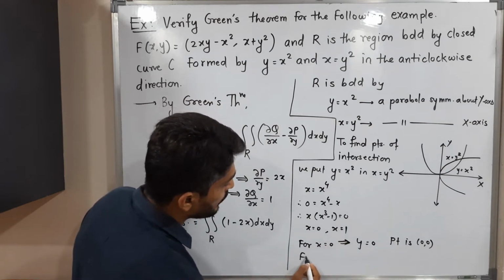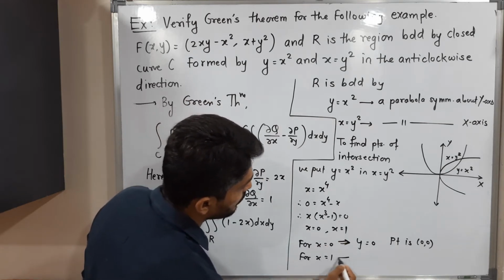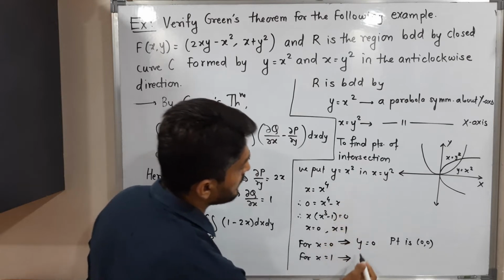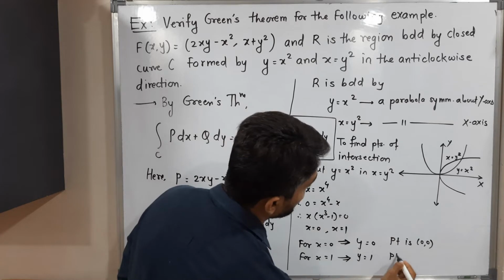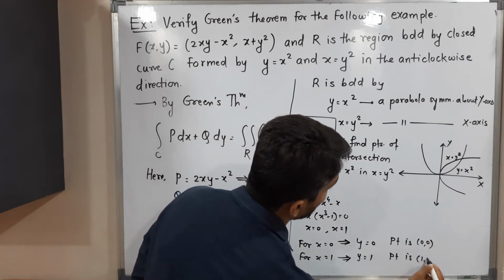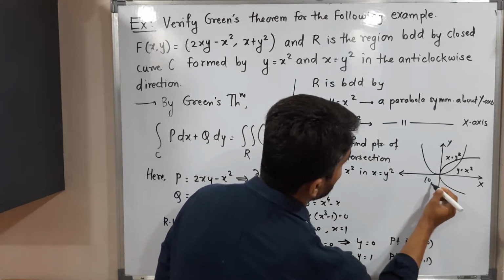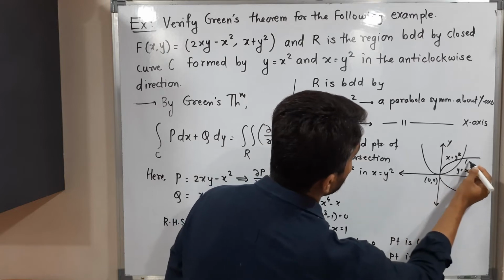And for x is equal to 1, let us see what we will get. X is equal to 1. You can put the value of x in any one of these two equations. I am putting here, 1 square is 1. So the point is 1, 1. So the first point of intersection is 0, 0 and the second point of intersection is 1, 1.